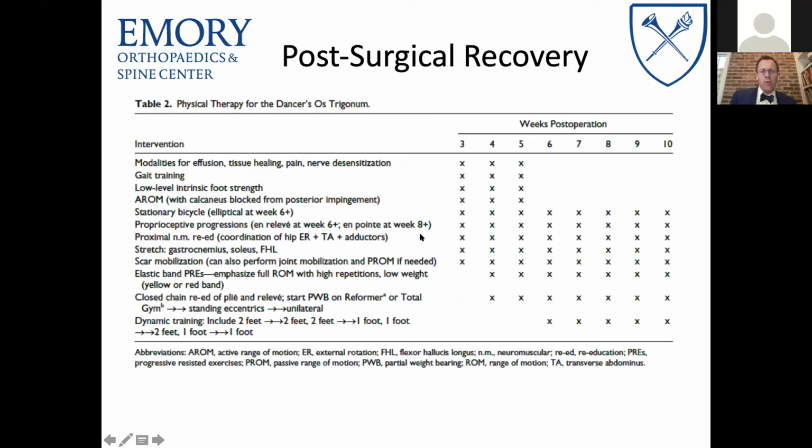This is a nice review of sort of how we get these patients going. This is from Chris Coetzee in Minnesota, who's a friend. And this is sort of how they get their dancers back. But again, it's sort of progressing, working up to strength. But at 6 weeks, they're starting to get these patients going, sort of getting them moving so that by 8, 10, 12 weeks, they can get back out there.